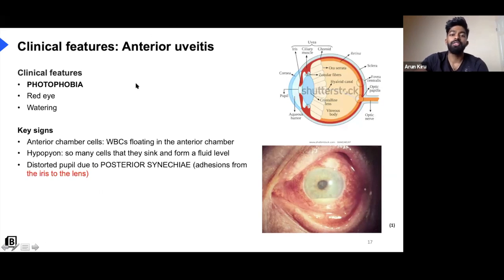Yeah, exactly. So hypopyon doesn't necessarily mean a bacterial keratitis. It could mean an anterior uveitis. All it means is white blood cells and pus sitting there. Usually if it's with a corneal ulcer, you're thinking bacterial keratitis. It could be an anterior uveitis. It could be an endophthalmitis. So hypopyon alone isn't a sign of a specific diagnosis.